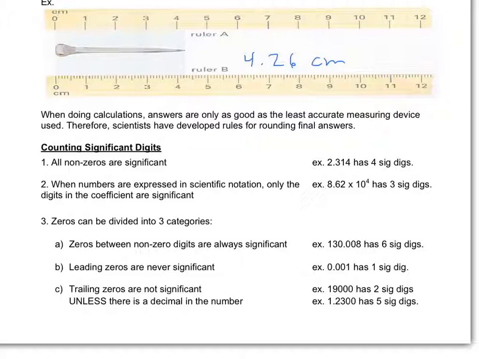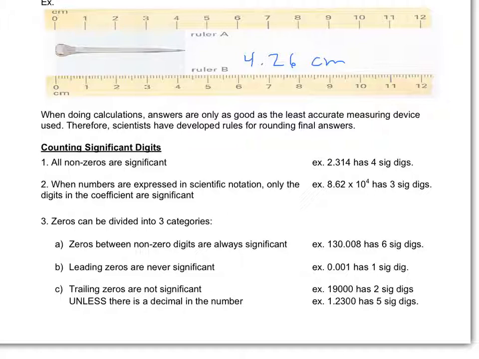Leading zeros we never count. They're actually just placeholders. For example, 0.001. Our number actually starts at our first non-zero digit. These zeros don't count. They're leading. So we have 1 sigdig here.